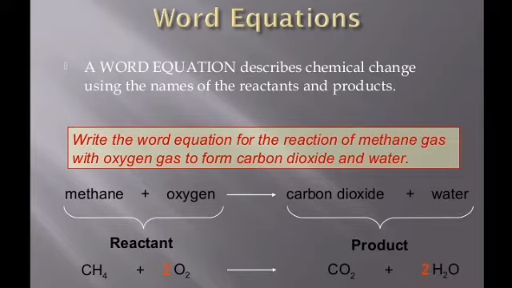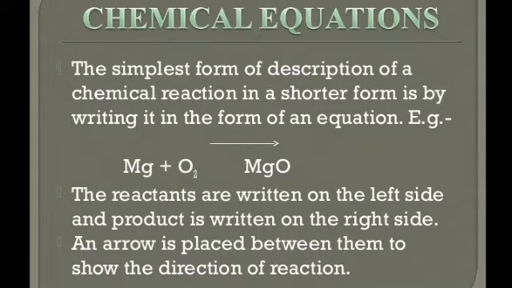Word equations. A word equation describes chemical change using the names of reactants and products. So here we can see that if we write a word equation, that is methane plus oxygen gives carbon dioxide and water. So methane and oxygen are reactants, whereas carbon dioxide and water are products. So CH4 plus 2 O2 gives CO2 plus 2 H2O. This is a word equation.